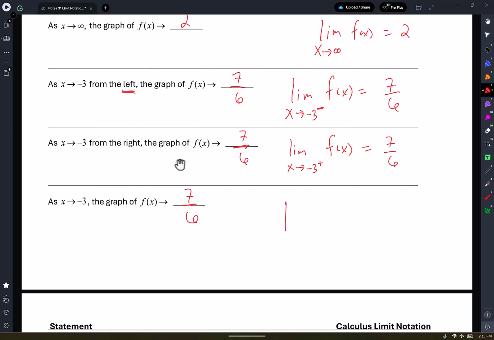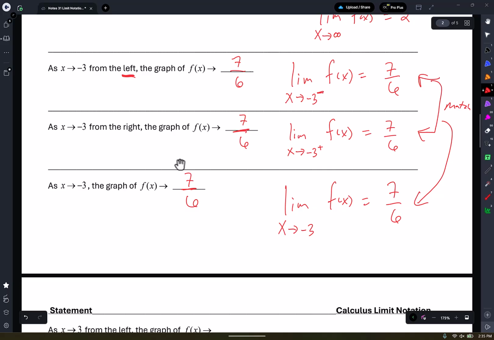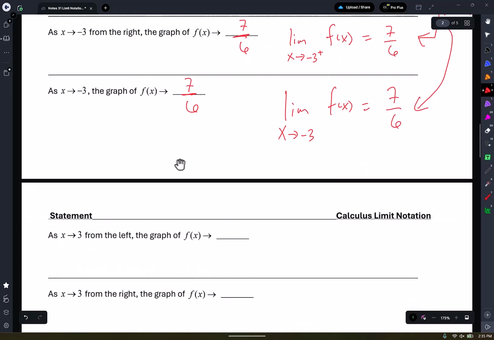We're going to write limit as x approaches -3. You don't have to write a left or a right because it's, of this function f of x. And because the left and the right both match, you can just write 7 over 6. Match. So, does that make sense? All right, turn the page.